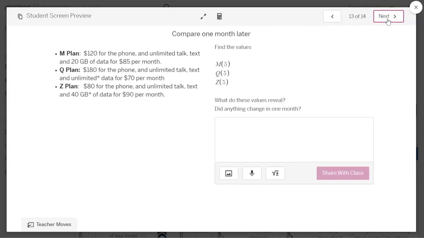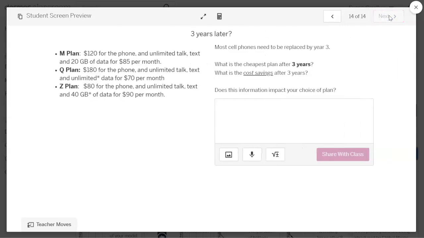And then a month later, what's the cheapest? And then finally, what about 3 years from now? So they'll need to know there's 36 months in 3 years. So they'll plug a 36 into their equations. And then finally, does this information impact your choice? So you could have a conversation there.